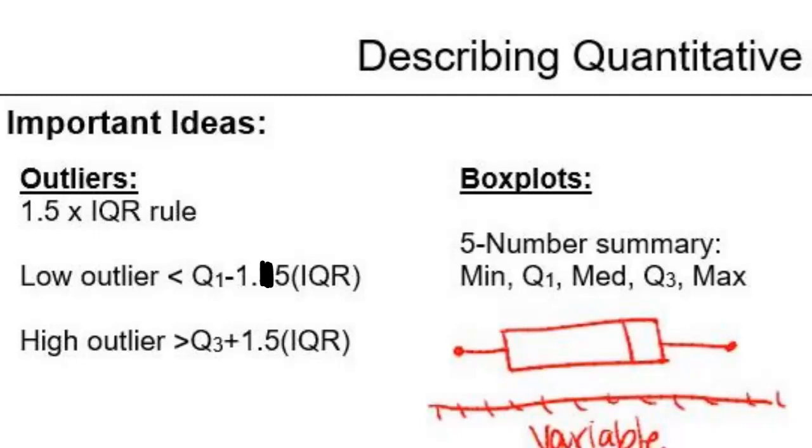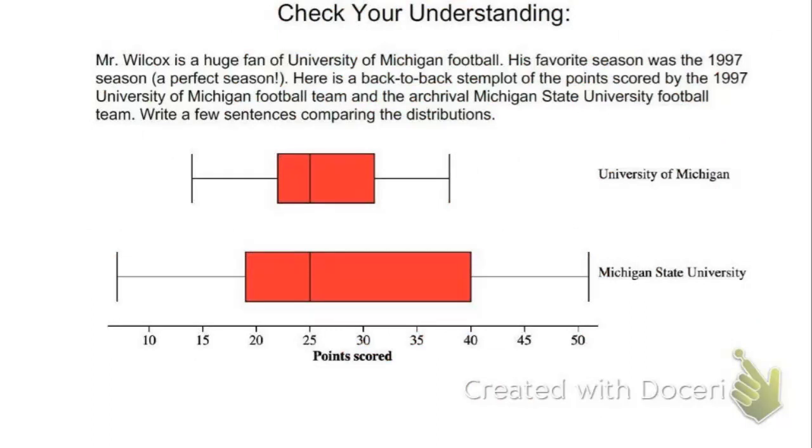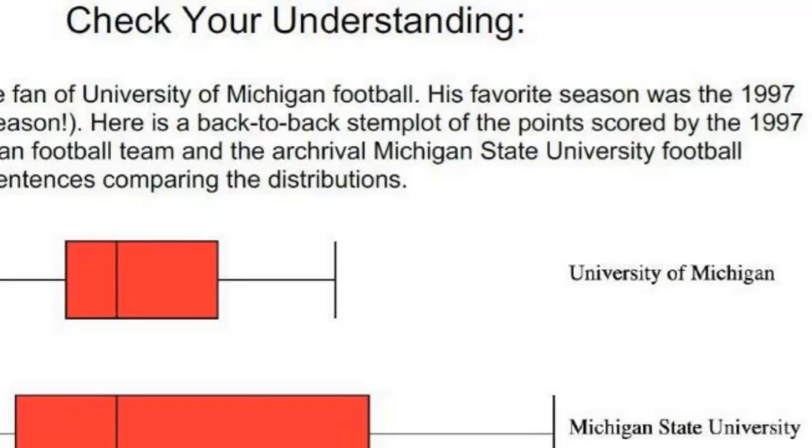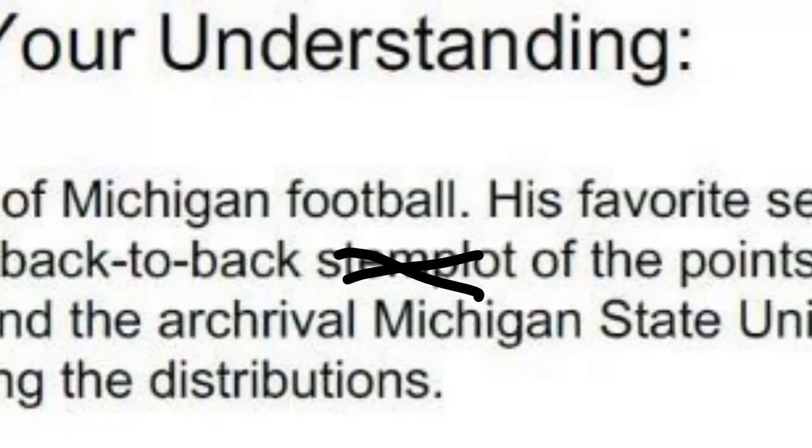Down at the very bottom, there's two box plots. Mr. Wilcox, huge fan of University of Michigan. Favorite season was 1997 because it was a perfect season. Here's a back-to-back, that's not a stem plot, that is a box plot.